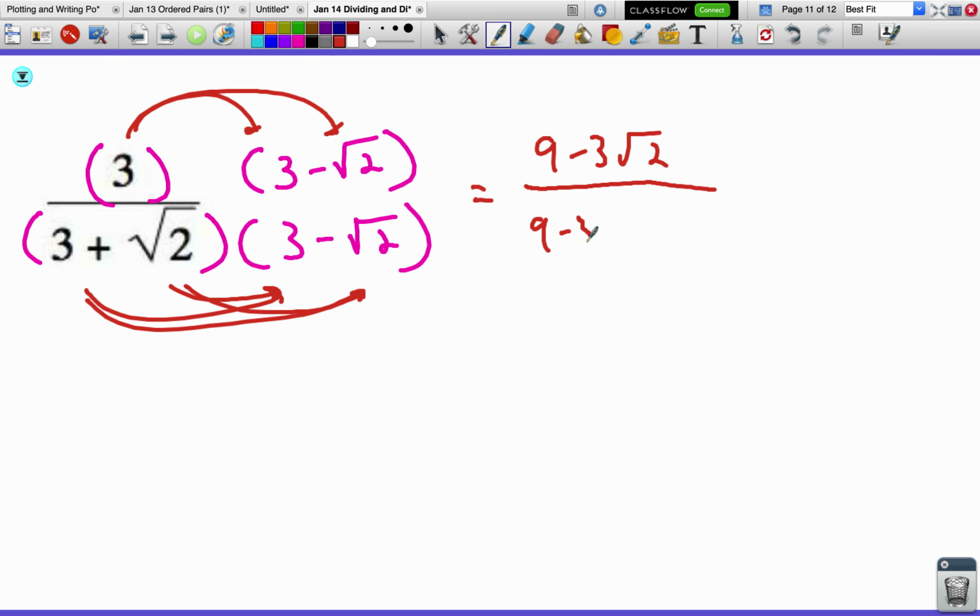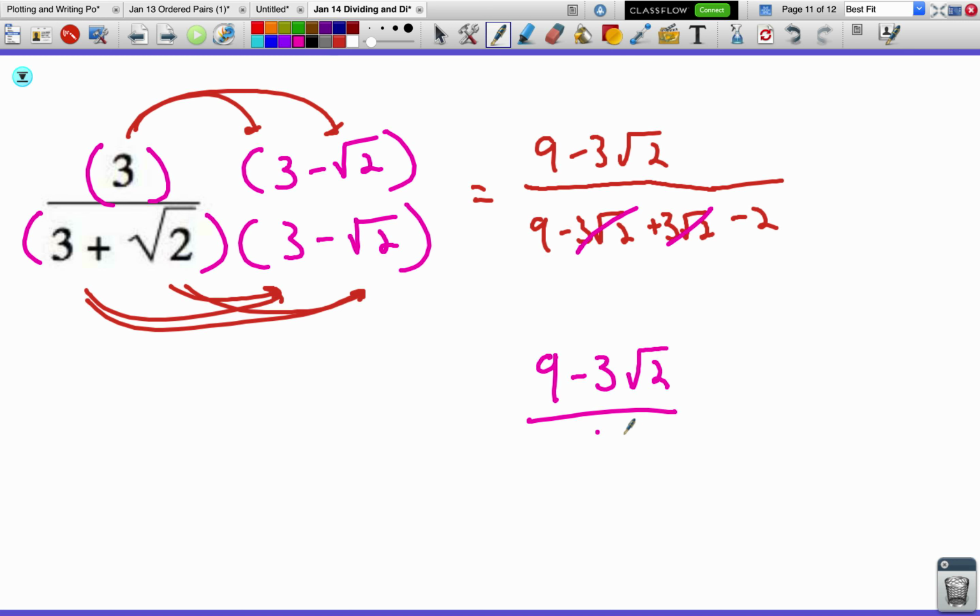Outside I get a minus 3 root 2. Inside I get a plus 3 root 2. And then last, 2 times the negative square root of 2 is just a minus 2. Positive times negative is always negative, but the square roots cancel out. I'm left with just a 2. Now here, these terms will cancel out, and then 9 minus 2 becomes a 7. And we get our final answer, 9 minus 3 root 2 all over 7.